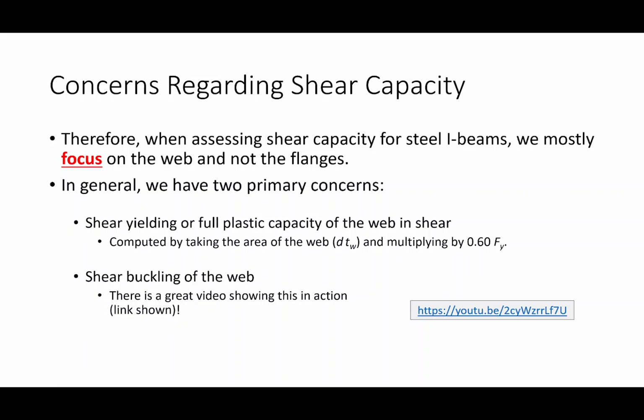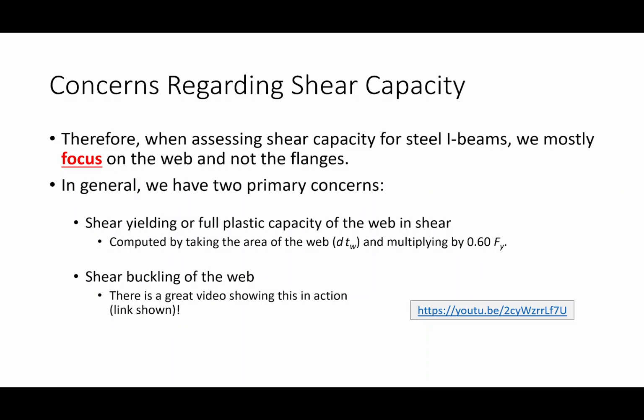Fy times Zx, right? So how do we do it for shear yielding? We take, what's the area? Well, the area is the area of the web, right? The depth times the thickness. What about the limiting stress? It's not Fy, it's 0.6 times Fy.